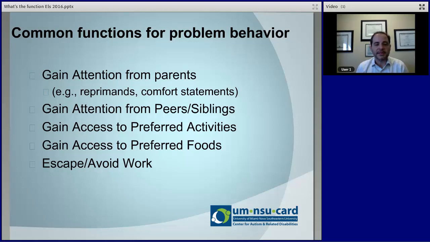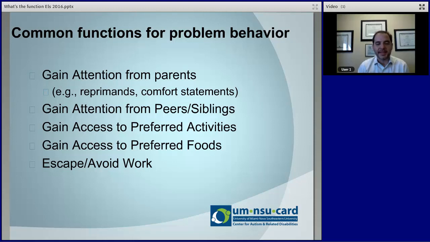One of them is to gain attention from the parents. Now, when I say attention, I think that people will automatically think of attention in this very positive form. I have attention to you, I'm talking to you about it. But the truth is that attention from parents and caregivers will include reprimand. It will even include comfort statements, like, oh, I'm sorry that happened to you. You don't have to do that. You're going to hurt yourself. Don't do that. I asked you not to do that.